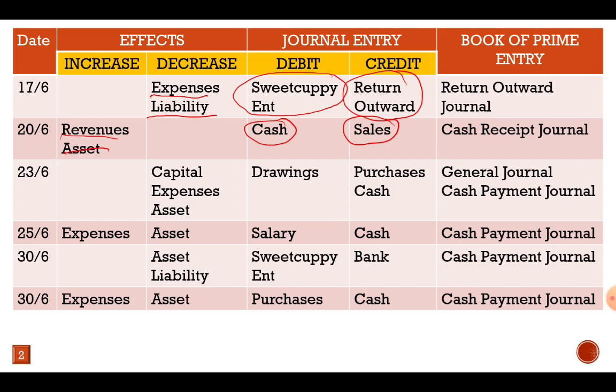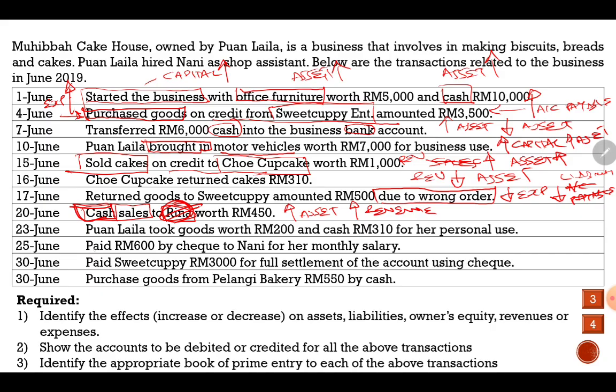Okay. On the 23rd of June, yang ni yang silap masa mula-mula saya push tadi, saya tersilap. Drawing ni dia lain sikit. Wan Laila took goods worth RM200 and cash $310. Macam mana tu? Maksudnya, Puan Laila ambil barang ataupun ambil daripada stok dan juga tunai. Okay. Apa yang berlaku? Ialah drawings lah yang ni. Dia akan mengurangkan nilai capital. Okay. Capital will decrease.